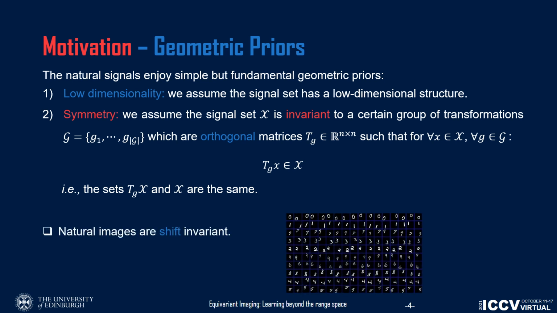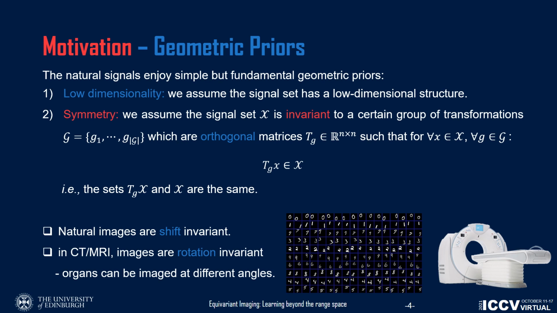This assumption has been widely adopted in multiple signal processing and computer vision applications. For example, it is commonly assumed that natural images are shift invariant. Another example is computed tomography data, where the same organ can be imaged at different angles, making the problem invariant to rotation.